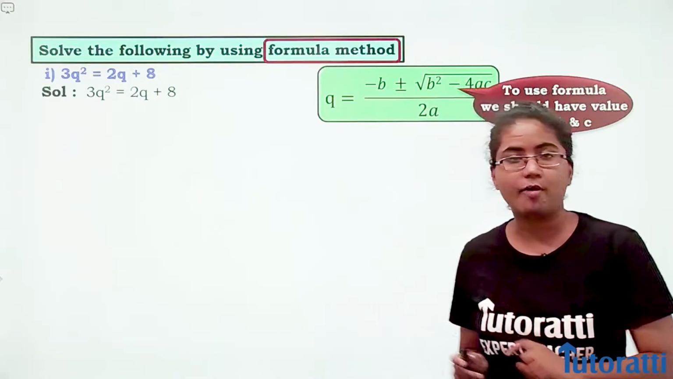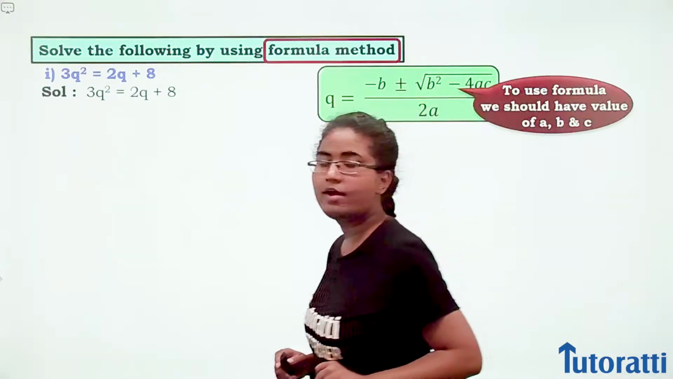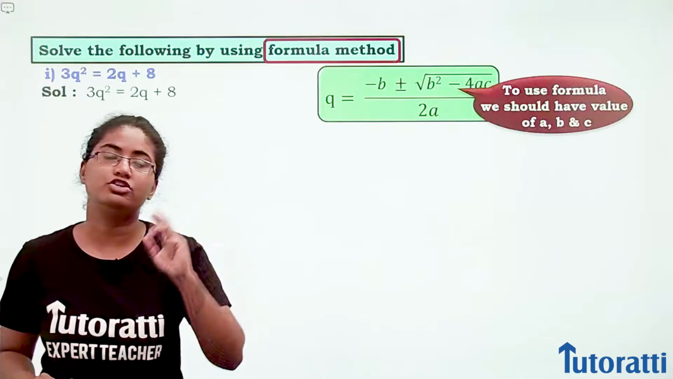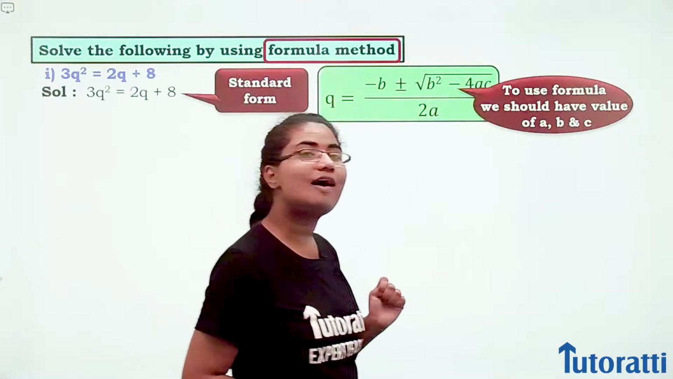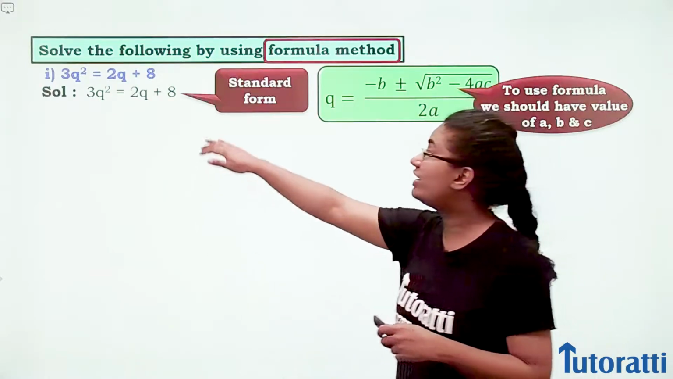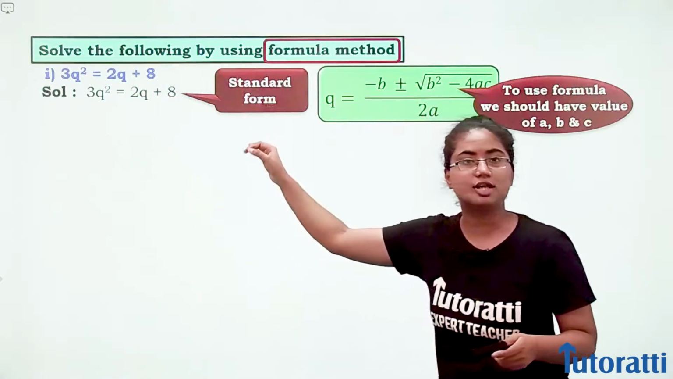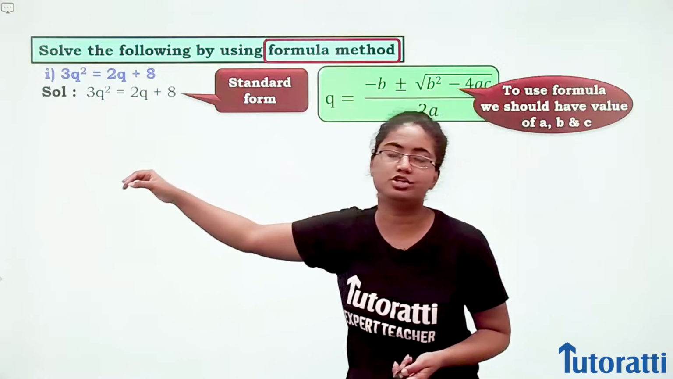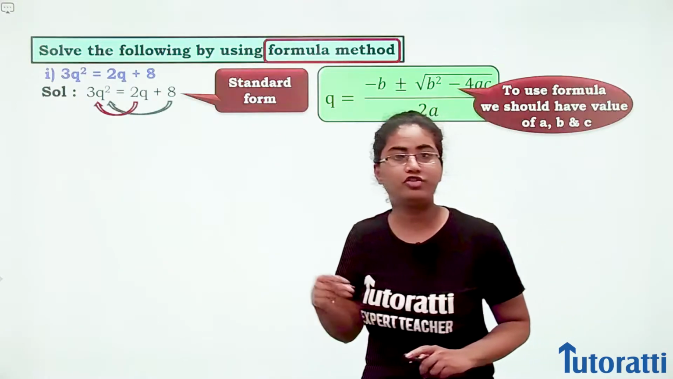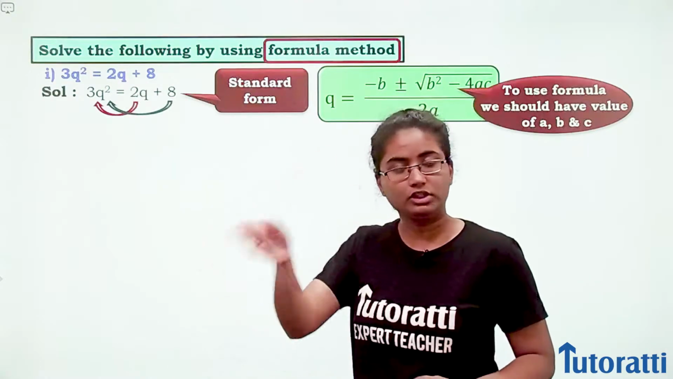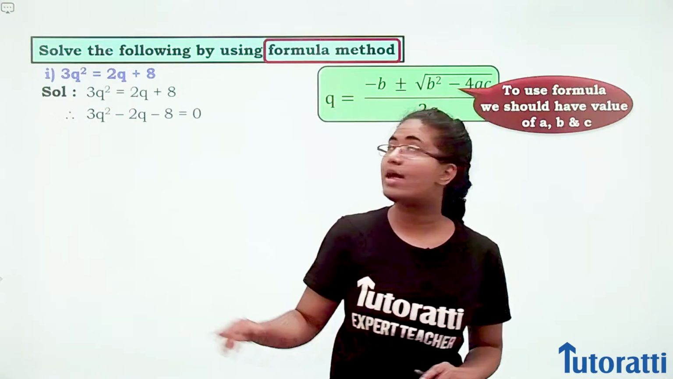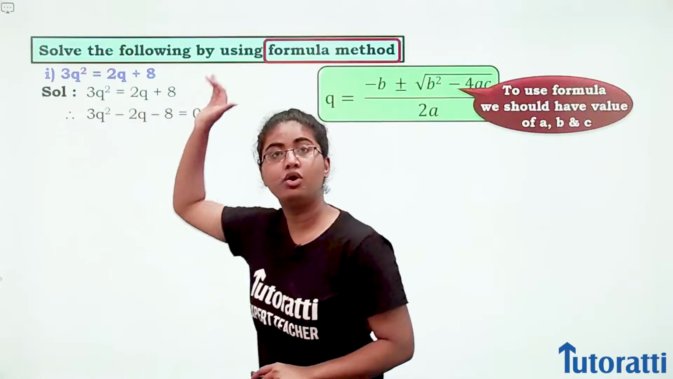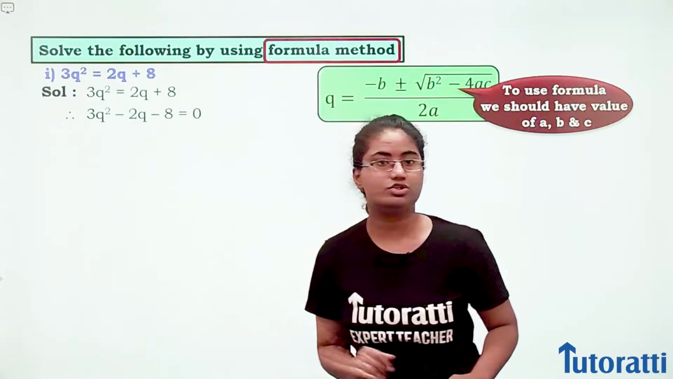We have to use this formula. उसमें क्या क्या चाहिए? Values of a, b and c. How do we get the values of a, b and c? By writing this equation in its standard form, right? Shift karo terms. Shift all the terms on one side. Alright? We have 3q square minus 2q minus 8 equals to 0.